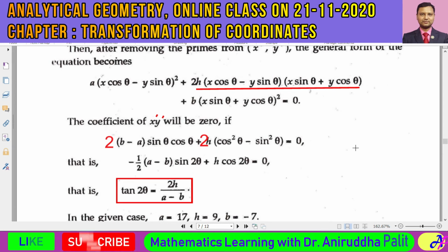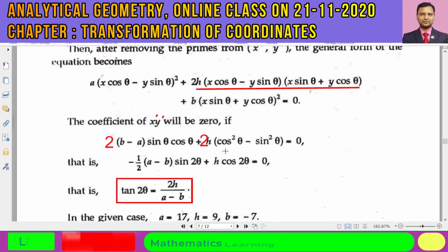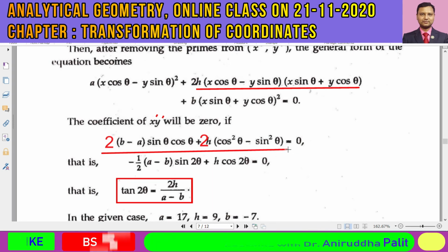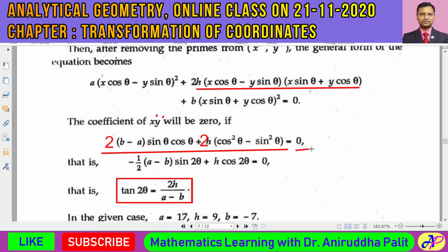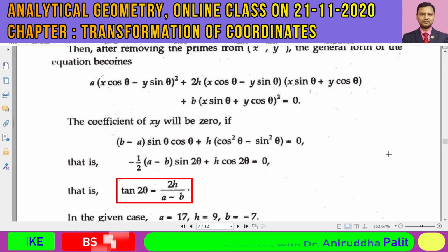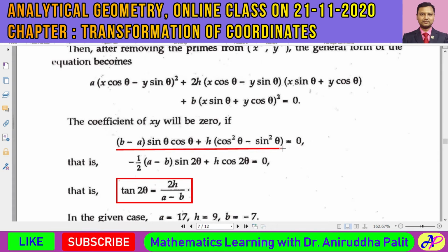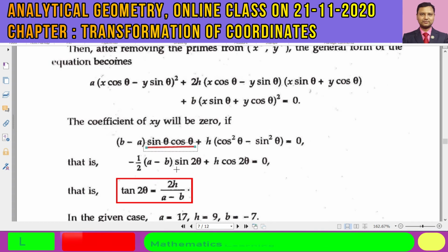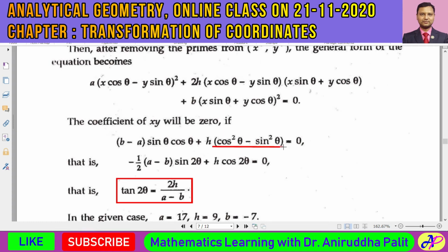So in this way, the corresponding coefficient of xy is identified, and that has to be put equal to 0. That's why they have put equal to 0. And finally, they have deleted these two coefficients, this 2 and 2. So these are gone. After manipulation, this sine theta cos theta becomes half of sine twice theta. That's why they put this half. And this cos square theta minus sine square theta becomes cos twice theta. So they have put it over here.